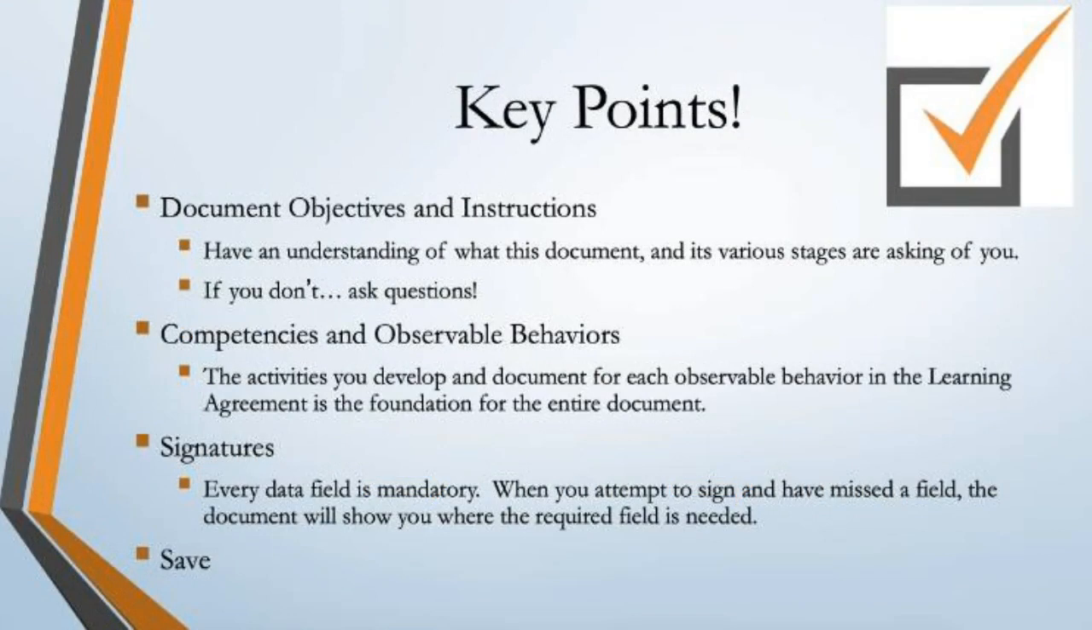Key points to pay attention to are document objectives and instructions. Please have an understanding of what the form is asking of you. If you don't, ask questions. It will only make it easier for you to complete as you continue throughout the various parts of the document. Again, the learning agreement, the fall evaluation, the spring evaluation, they build on each other. Competencies and observable behaviors: the activities you develop and document for each observable behavior in the learning agreement are the foundation for the rest of the document.